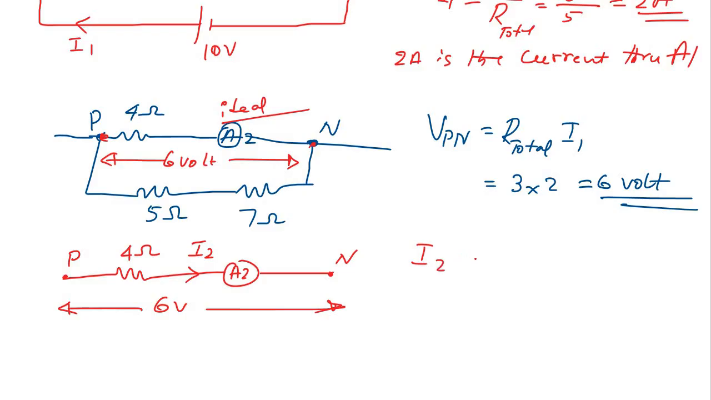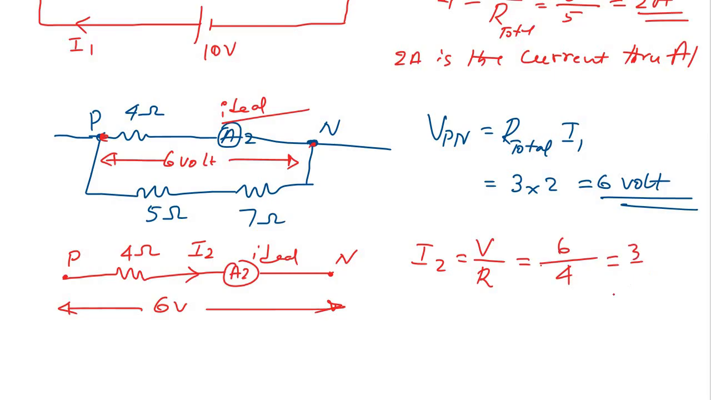Again using Ohm's law, the same formula one more time: V divided by R. How much is our V? The potential difference is 6 volt, because this meter is ideal and has no resistance. So the potential difference applicable is 6 volt and the resistance is 4 ohm.